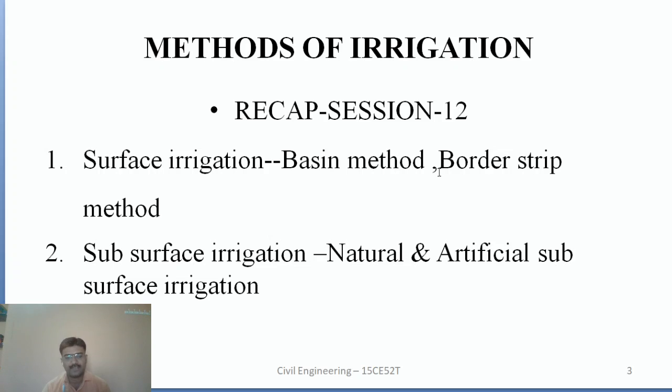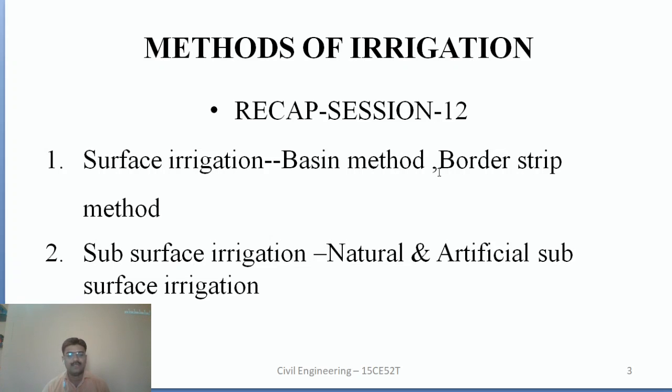Subsurface irrigation is a method of applying water to the fields below the ground surface, where water is supplied directly to the root zone of the plants. In this method, moisture or water reaches the plant roots through capillary action, hence subsurface irrigation.